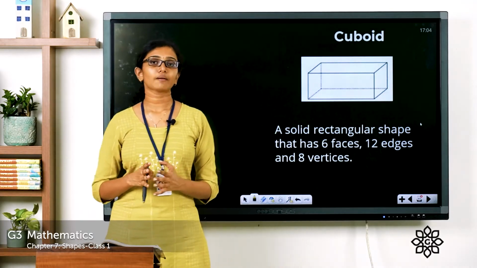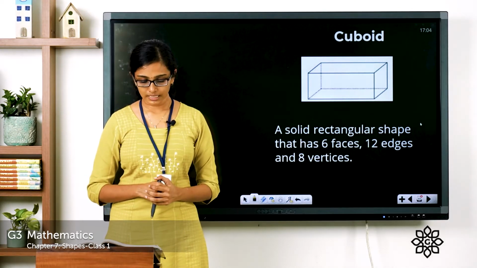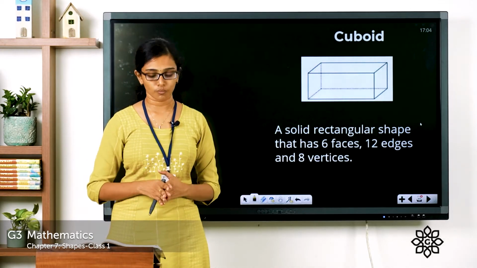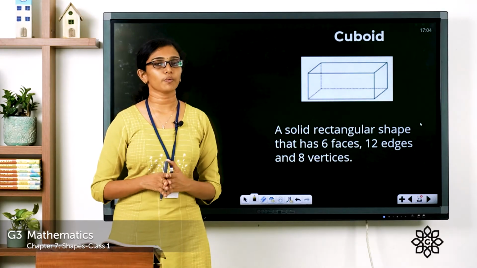Now you can see a couple of cuboid shaped objects in your textbook. Look into your textbook, you can see a brick. A brick has the shape of a cuboid, and there is a matchbox which is also a cuboid.